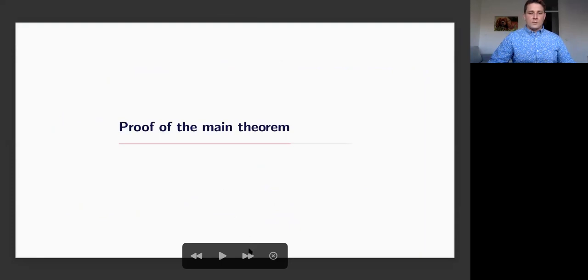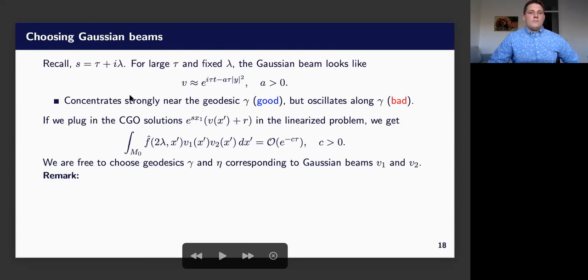Okay, then we go to the proof of the main theorem. We have now discussed how to construct the Gaussian beams, and let's now discuss how we choose them in the linearized Calderón problem. Recall that s was tau plus i lambda, tau was large, lambda was fixed, and recall that the Gaussian beam looked like e to the power i tau t, so oscillation in the direction of the geodesic, and an exponential decay away from the geodesic.